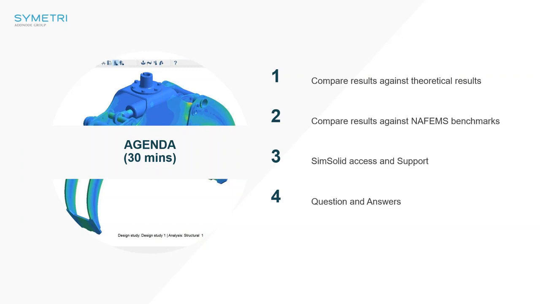Now I'll try to decide how I was going to compare the results. In my following session next week, I will take Nastran in CAD or Inventor Nastran as an example to compare the results, but in this case here I'm going to use some theoretical results and also NAFEMS, which is the independent FEA body, which people use to determine whether the results are being more accurate compared to some sort of standard test. And then we'll go through how to access SimSolid if you have not done so already, and hopefully some time for Q&A.